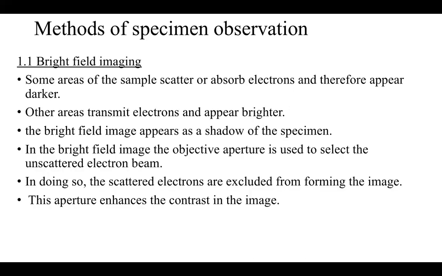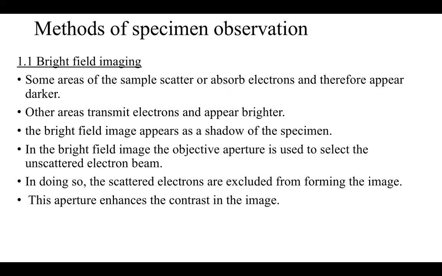So methods of specimen observation: we have bright field imaging. Some areas of the sample scatter or absorb electrons and therefore appear darker. Other areas transmit electrons and appear brighter. So the bright field image appears as a shadow of the specimen.